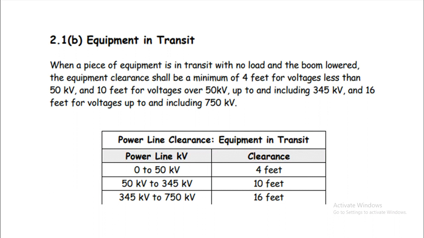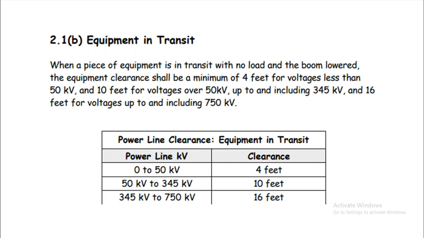When you are transferring equipment, when a piece of equipment is in transit with no load and boom lowered, the equivalent clearance shall be a minimum of 4 feet for voltages less than 50 kilovolts, and 10 feet for voltages over 50 kilovolts, up to and including 345 kilovolts, and 16 feet for voltages up to and including 750 kilovolts.